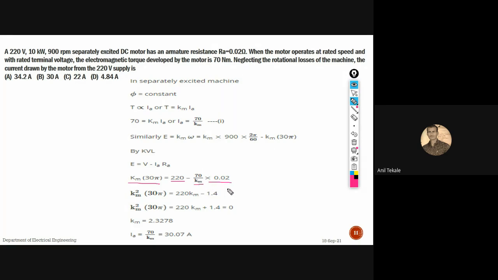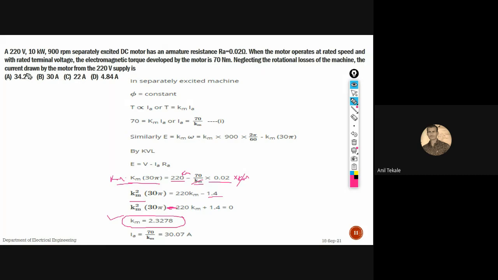So we will just sort it out. We have to multiply by Km on both sides. So the left side becomes Km square 35, and 220 Km, and Km cancels in the last term, leaving 70 into 0.02, which is 1.4. We take all the values to the left-hand side, which becomes Km square 35 minus 220 Km plus 1.4 is equal to 0. If we solve this quadratic equation, we get Km is equal to 2.3278.